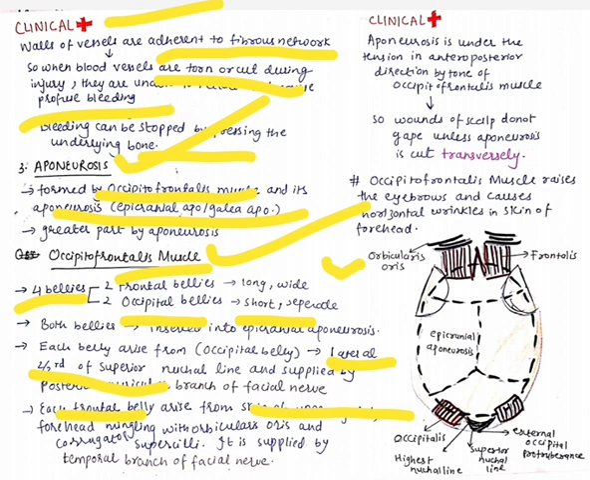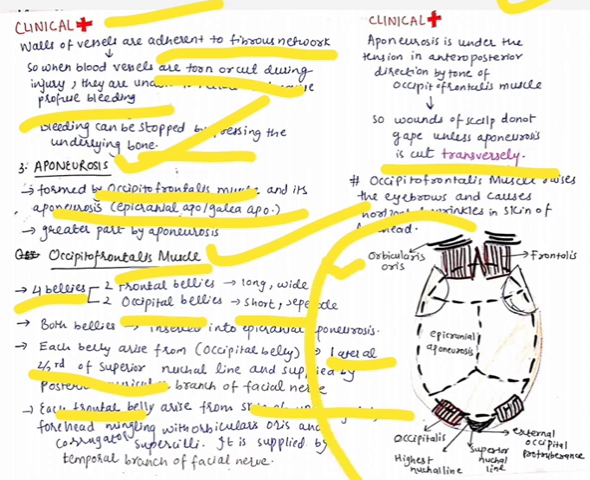So this ends our aponeurosis. We have to keep in mind the orbicularis oris and the corrugator supercilii muscles in the frontal belly, and we have to remember all the bellies and the occipitofrontalis muscle in general. Now the clinical portion of the aponeurosis is that the aponeurosis is under tension in the anterior-posterior direction by the tone of the occipitofrontalis muscle. So wounds of the scalp do not gap unless it is cut transversely.